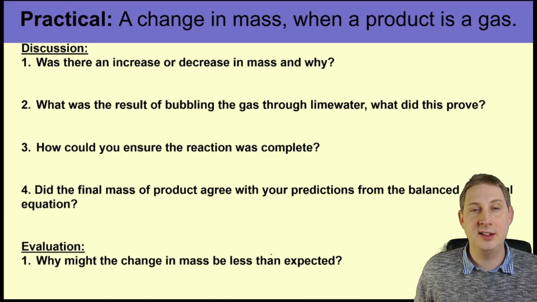In this case, did the final mass of product agree with your predictions from the balanced chemical equation? And if not, why might the change in mass be less than expected? See if you can come up with 2 or even 3 reasons why you might have got a smaller change in mass than you predicted.